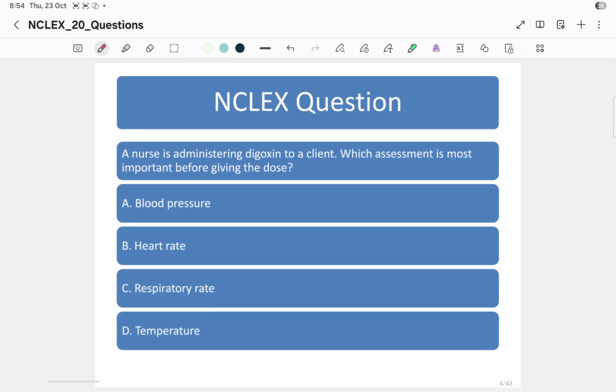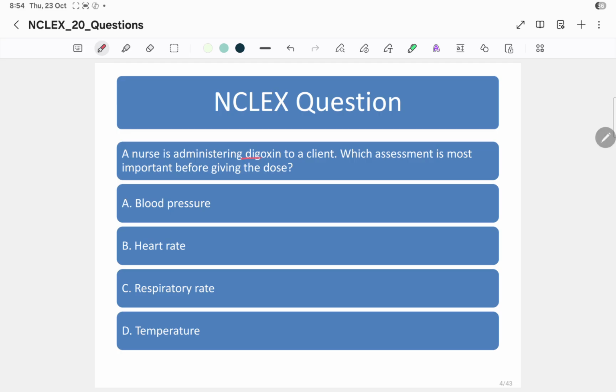Next question. A nurse is administering digoxin to a client. Which assessment is most important before giving the dose? A. Blood pressure, B. Heart rate, C. Respiratory rate, D. Temperature.